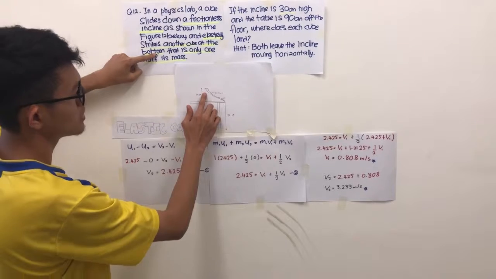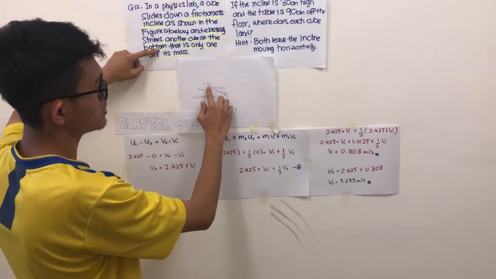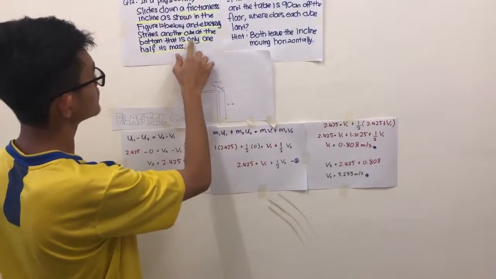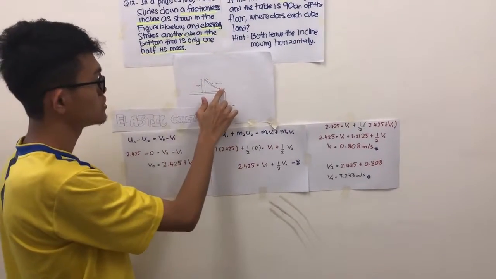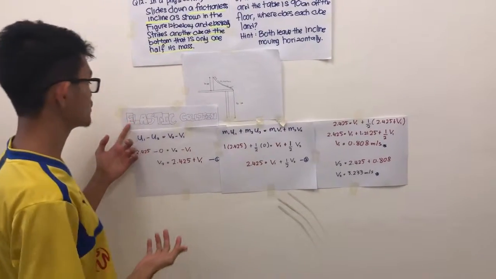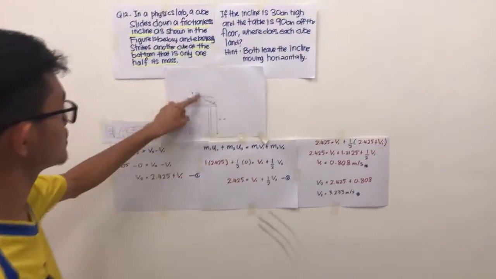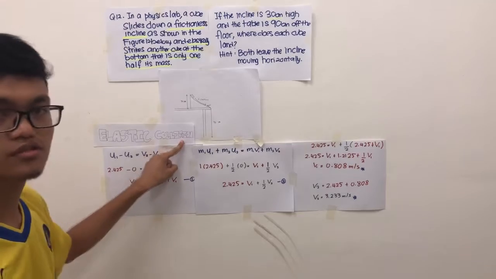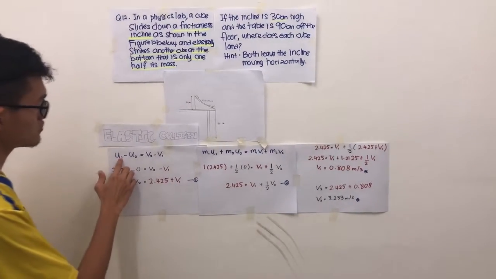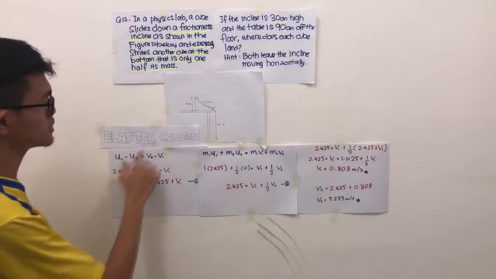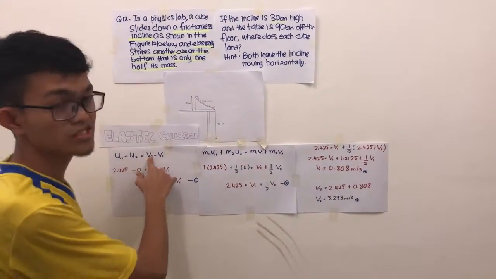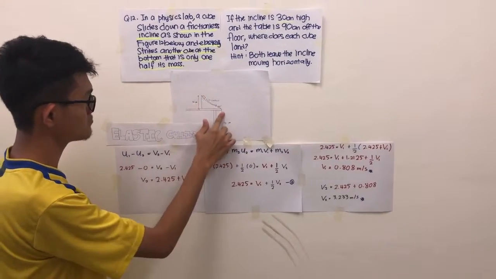From this figure, we can see that the first cube strikes the second cube, which is at the bottom of the slide and is only half of its mass. From that situation, we can use the concept of elastic collision. We use the first formula: the initial velocity of the first cube minus the initial velocity of the second cube equals the final velocity of the second cube minus the final velocity of the first cube.